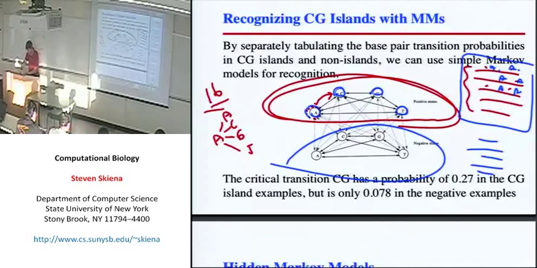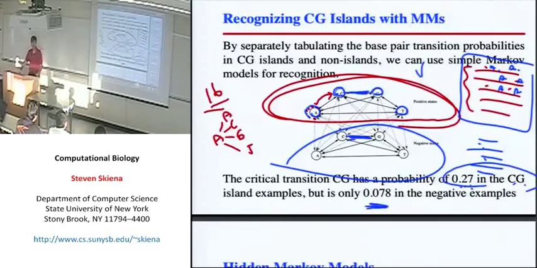In this case, since CG islands are supposed to keep their CGs, and they're supposed to be depleted in other sequences, we would probably expect that the probability on this edge is going to be a lot different between the two of them. And it turned out that in the examples they talked about in the book, the probability of going from a C to a G was 0.27, or almost a quarter, in the CG island model, but only 7% in the negative model. Does everybody see that? But there might have been other probability differences here.